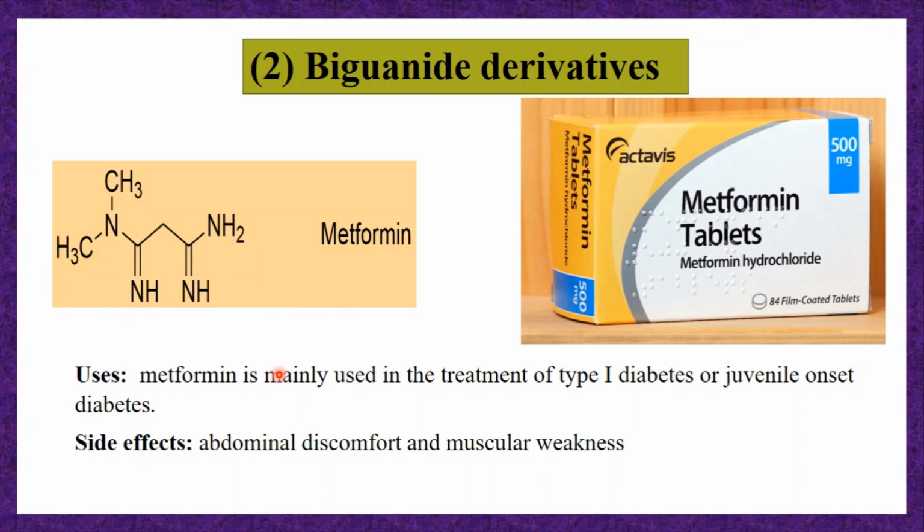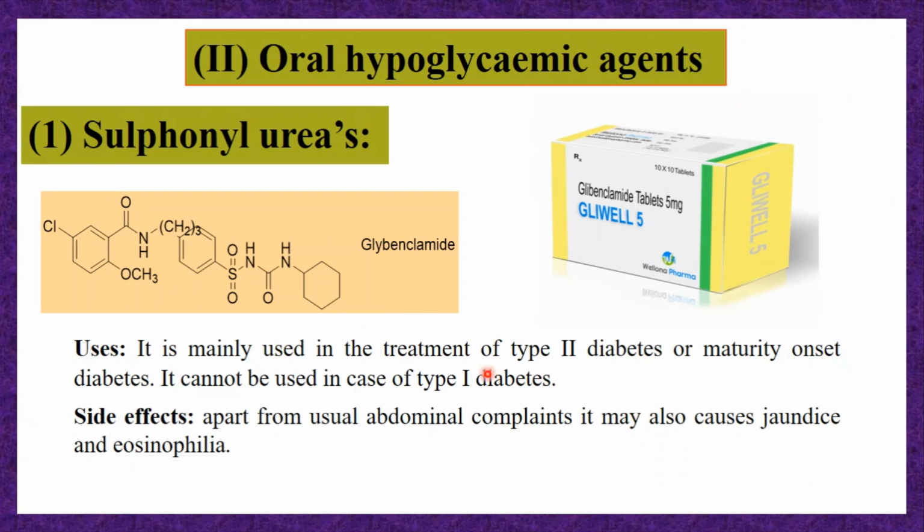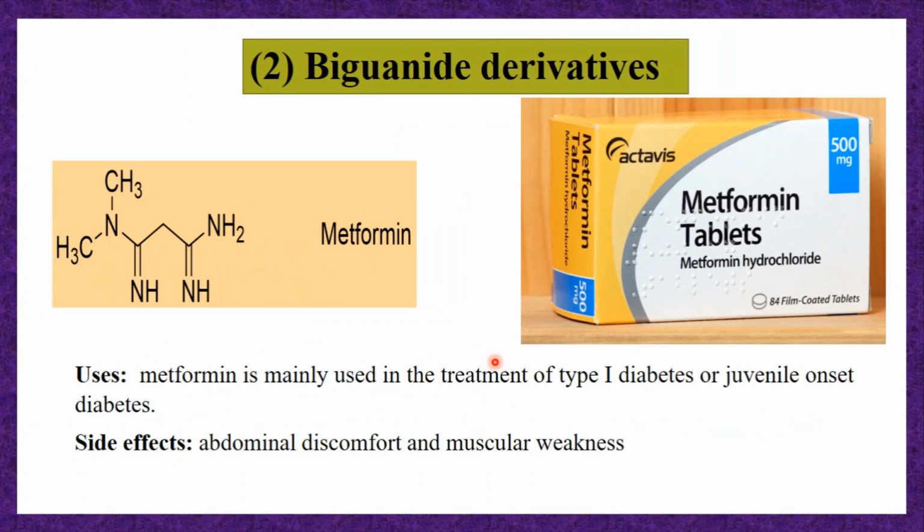The use of metformin is mainly in the treatment of type 1 diabetes or juvenile onset diabetes, and it can also be used along with sulfonylurea, that is in combination therapy. For example, glibenclamide in combination therapy in management of other types of diabetes. You know that glibenclamide is not used in the treatment of type 1 diabetes, so in combination with metformin, it can be used for the treatment of type 1 diabetes.